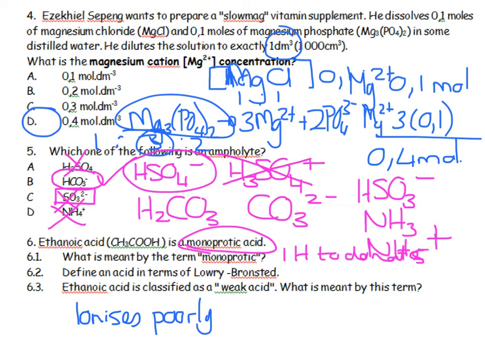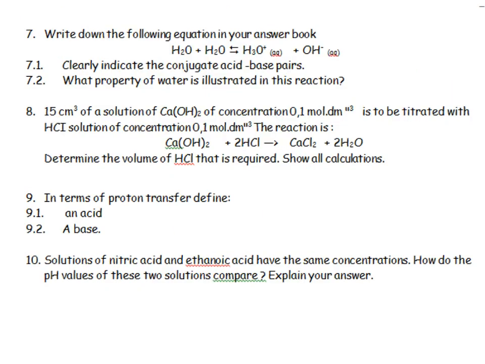Or forms few ions in water. Or the equilibrium lies to the left when it is dissolved in water. Write down the following equation and clearly indicate the conjugate acid-base pairs. So this water donates a proton and becomes that base. So we'll call that a proton donor, which is an acid, and this is a base. Over here we have a proton acceptor, and it turns into this acid over here.